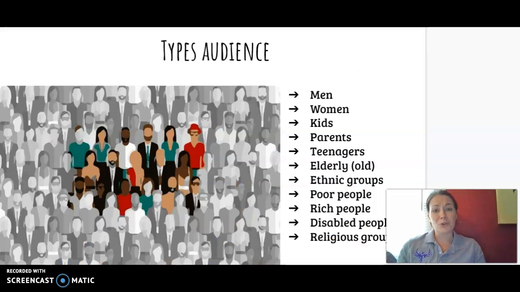Other different types of groups that people may target is men, women, kids, parents, teenagers, elderly, ethnic groups, poor people, rich people, disabled people, and different religious groups. If I'm in a company and I'm making hijabs, I'm not going to target white American Christian girls. They don't wear hijabs. That would not be good for my business.